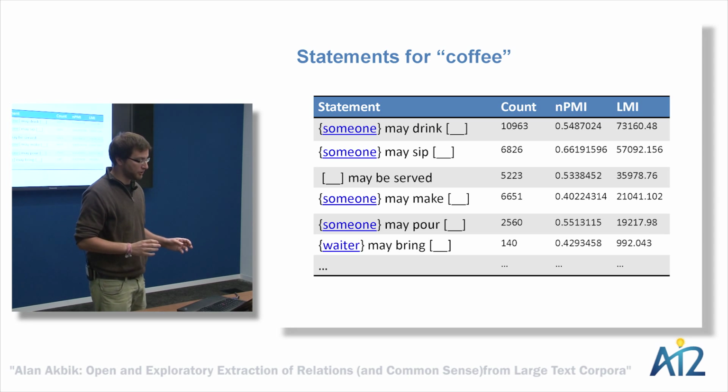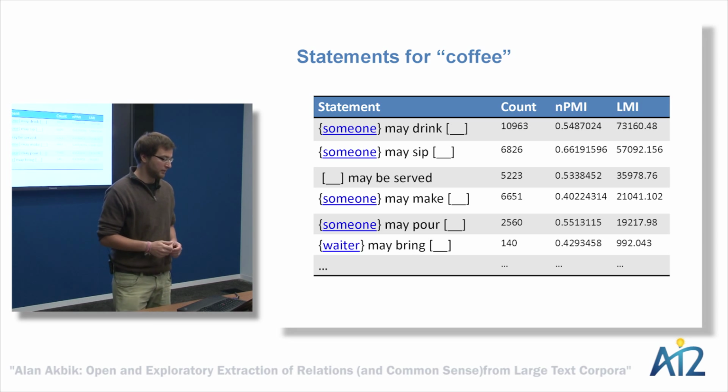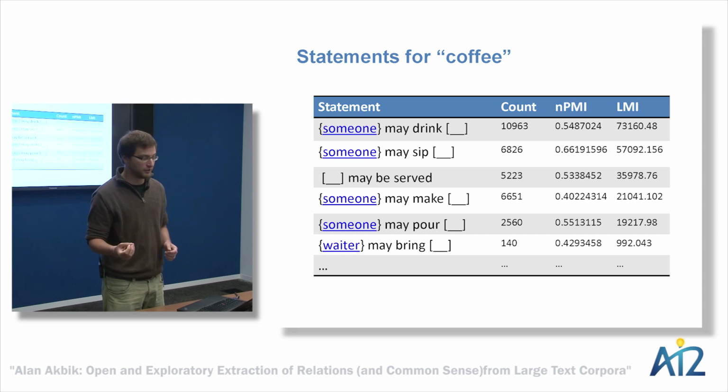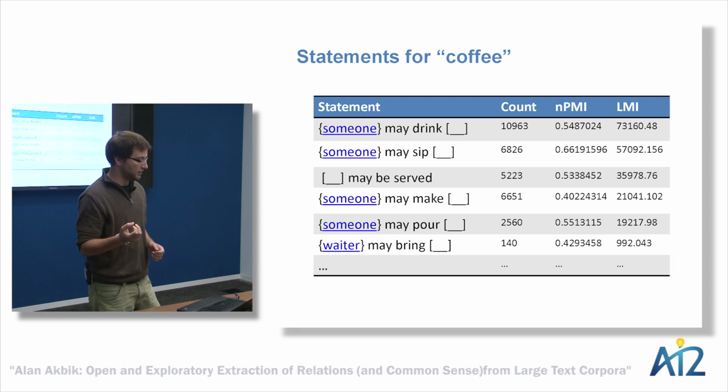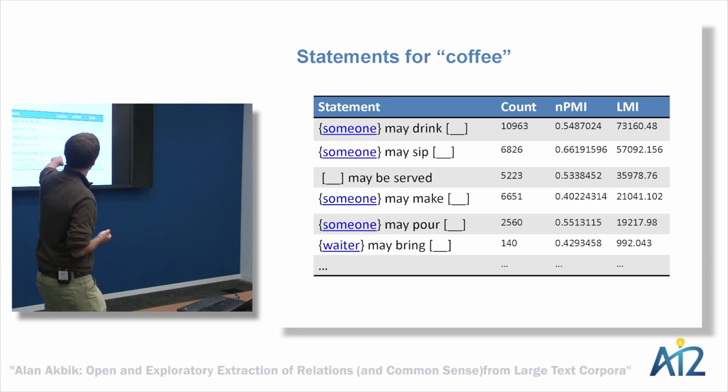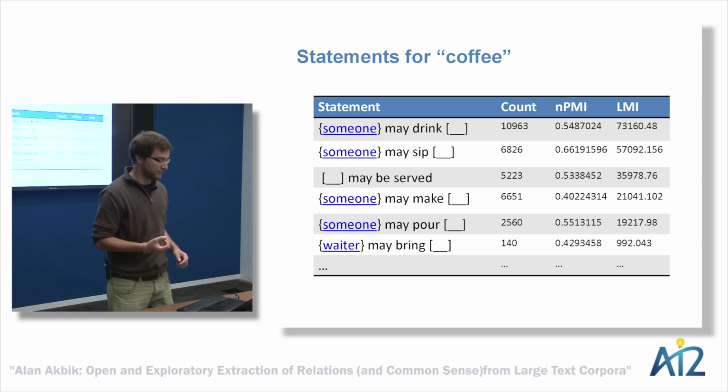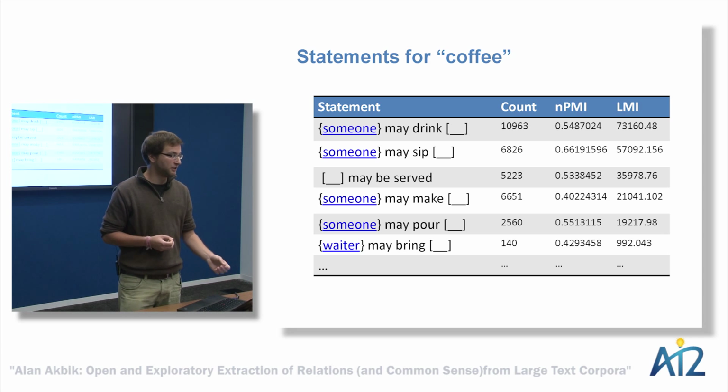So if we look at one of the rows for coffee, then we see that someone may drink coffee, someone may sip coffee, coffee may be served. That's a unary fact, so we're doing n-ary open information extraction. And somewhere down there we also see waiter may bring coffee. These are the placeholders where coffee goes in. And we also have counts. For example, someone may drink coffee, we observe that over 10,000 times in the corpus.